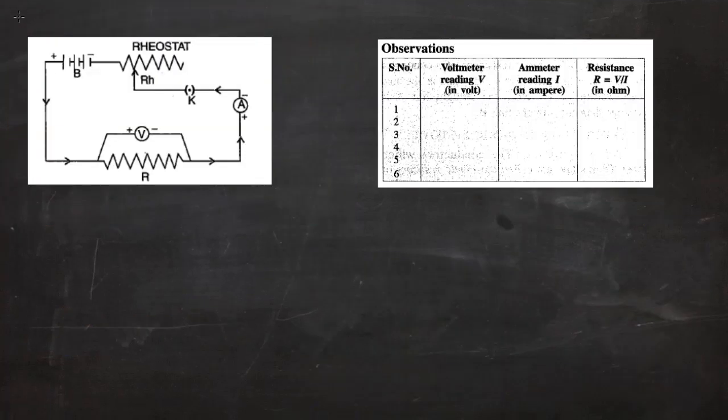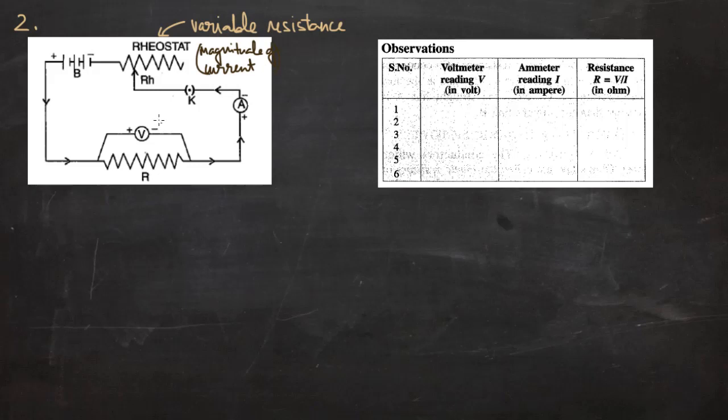A similar verification can be done using the second circuit. In the second circuit, the main thing that has changed is the introduction of the rheostat. What does the rheostat do? The rheostat is a variable resistance, and this helps us to alter the magnitude of current in the circuit. This magnitude of current can be varied.